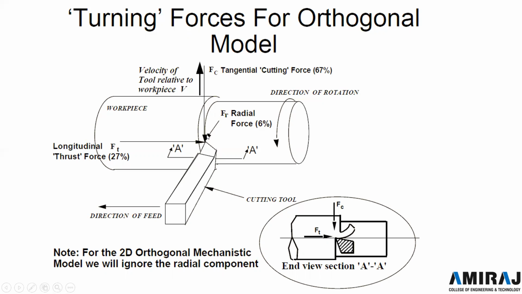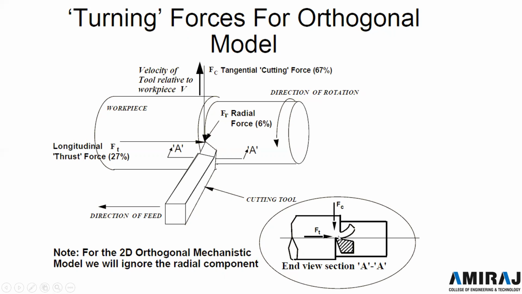Okay. So the force acting will be this longitudinal or thrust force, and this is the velocity of the tool relative to the workpiece, that is the velocity v. Okay, and this is the direction of rotation. So the perpendicular force which acts is called the tangential or cutting force. Okay, Fc, that is called the tangential force or cutting force. So there are two forces: the tangential or cutting force, Fc, which is acting in this direction. This is the section view, and here the horizontal force which acts is called the longitudinal force.